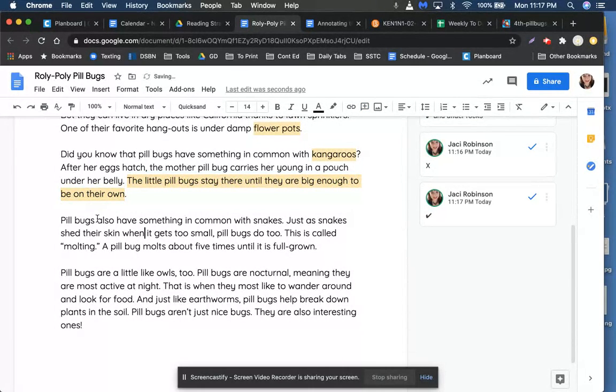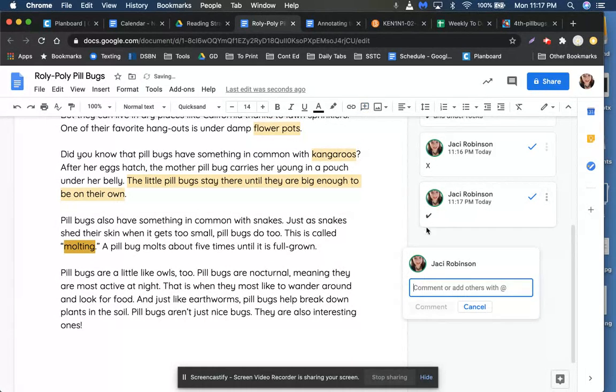All right, pill bugs also have something in common with snakes. Just as snakes shed their skin when it gets too small, pill bugs do too. This is called molting. A pill bug molts about 5 times until it is full grown. So I have heard the word molting before, but if I hadn't, I would put a question mark.